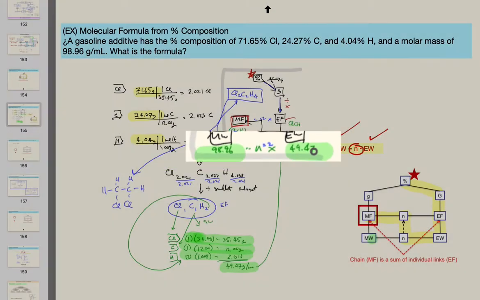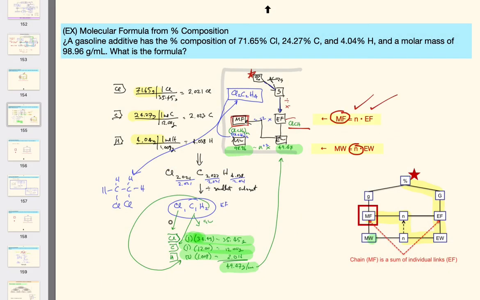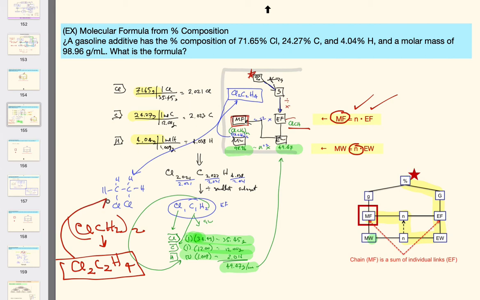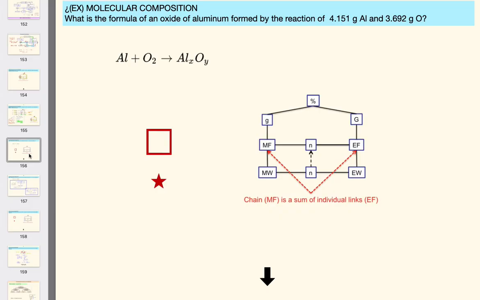The answer is 2. Knowing now that N equals 2, I know that there are 2 empirical formula units in my molecular formula. If I have 2 of those, the final formula is going to be Cl2C2H4. That is the molecular formula. And in case you're curious, that's what it looks like. Moving to the next problem.